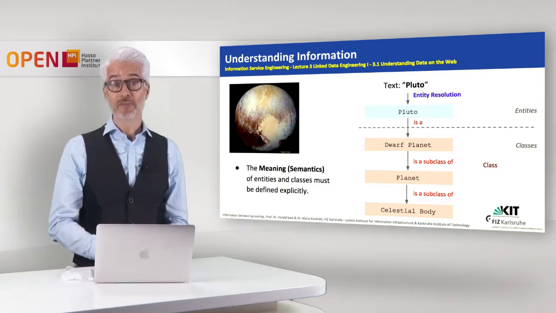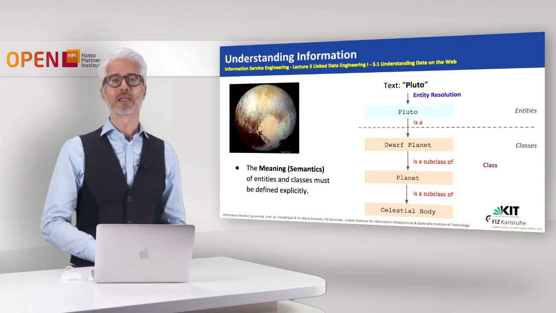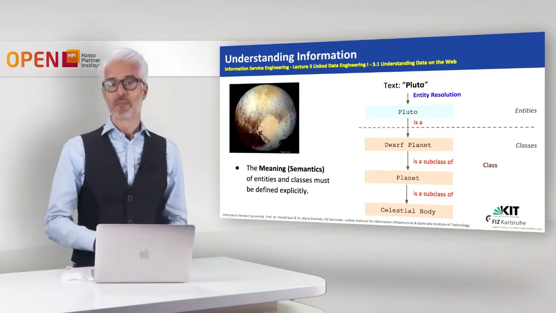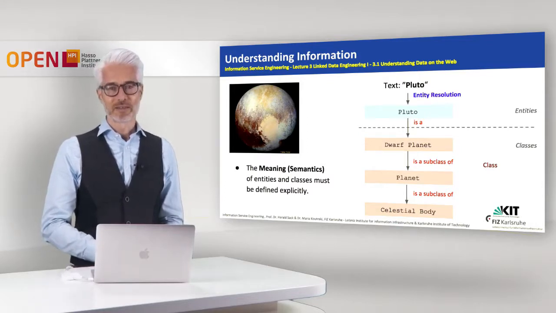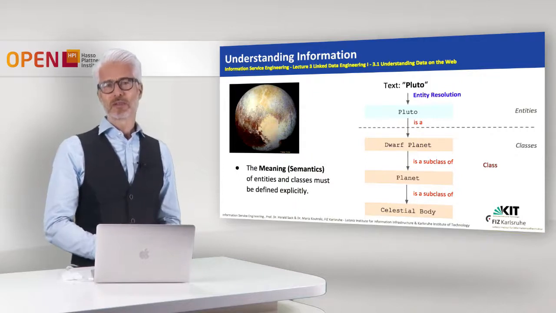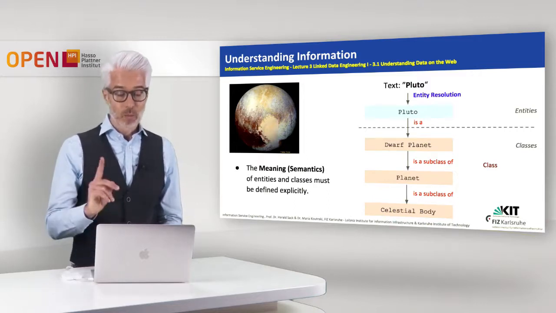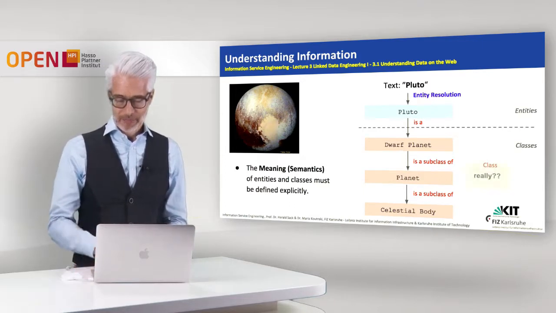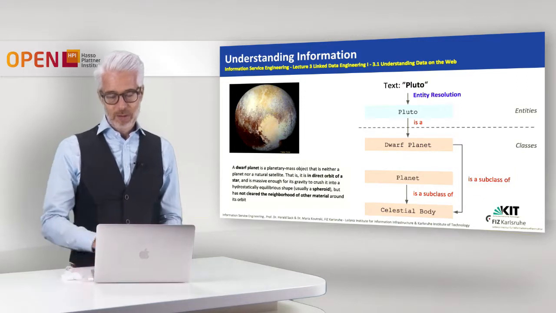So usually you do the so-called entity resolution, you say Pluto is an entity. And this entity that you found is a member of a class. So Pluto is a member of the class of dwarf planets. Now you might say, okay, dwarf planets are a subclass of planets, while planet is a subclass of some celestial bodies. Wait a minute, wasn't there something among dwarf planets and planets? Yep, so you might ask, really, is this the case? And you might see, no.